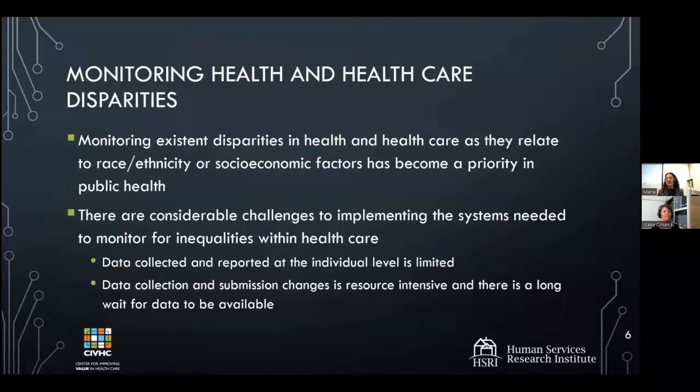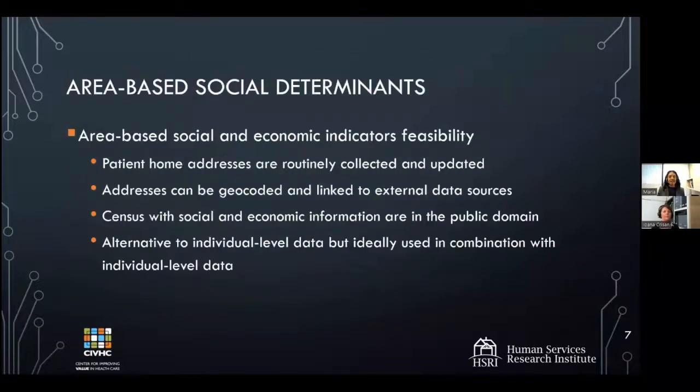For example, living in socioeconomically disadvantaged neighborhoods has been associated with higher mortality and readmission risk. For this reason, it's very important to measure healthcare performance and its relationship with socioeconomic factors, and this has become a priority for many state agencies and healthcare organizations. One of the challenges to do that is that, as you know, we have very limited information at the individual level on characteristics like education, income, and housing, and changing that will be time-consuming and resource-intensive.